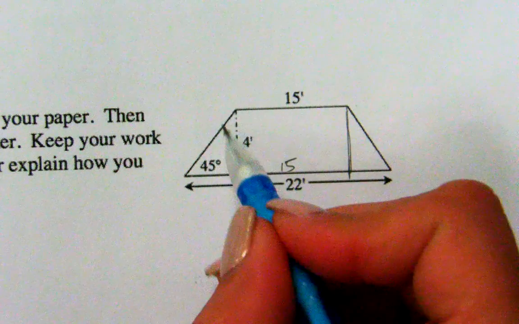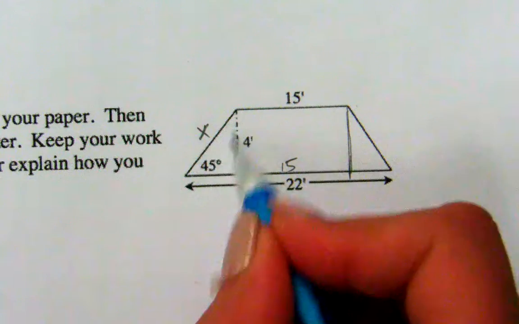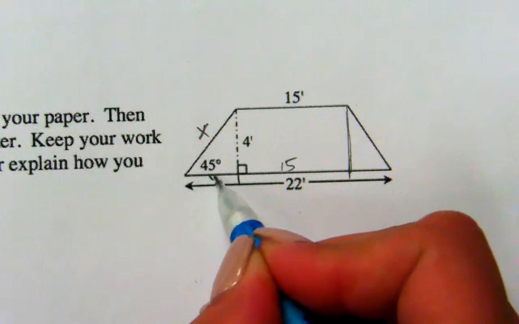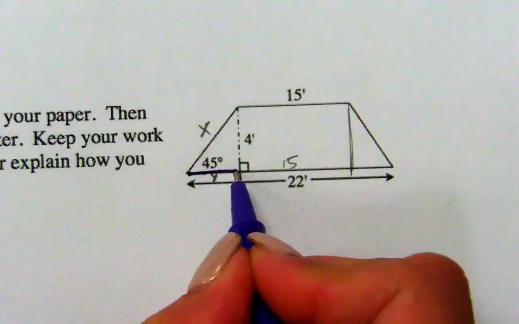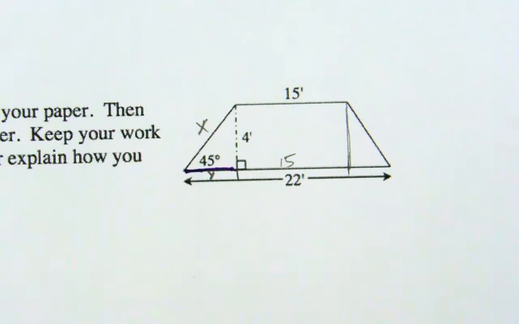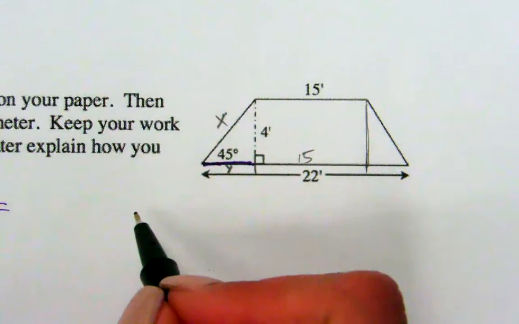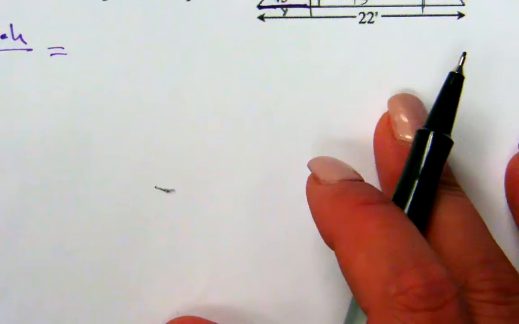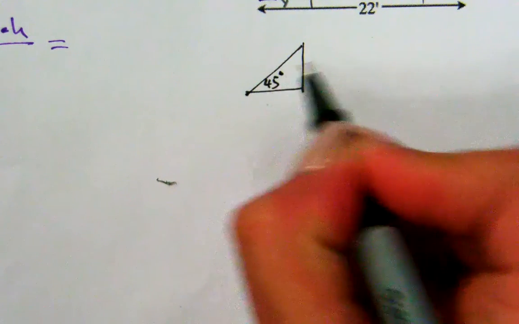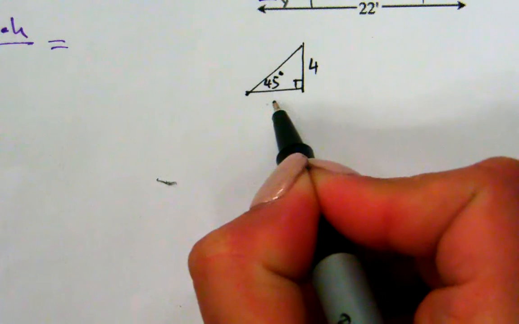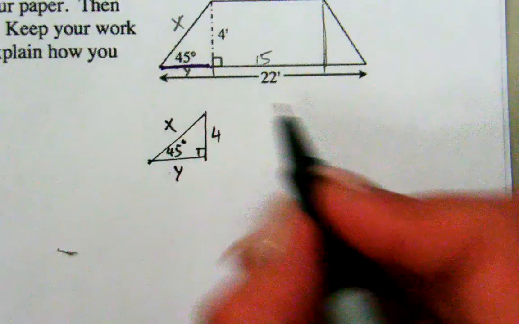So we need this part. Let's call it X. And using this triangle, we're also going to find this little part right here, Y, the little purple part. So let's set this up. I'm going to copy this triangle over here. We have a 45-degree triangle. We know this is 4. That's a right angle. This is our Y, and this is our X.